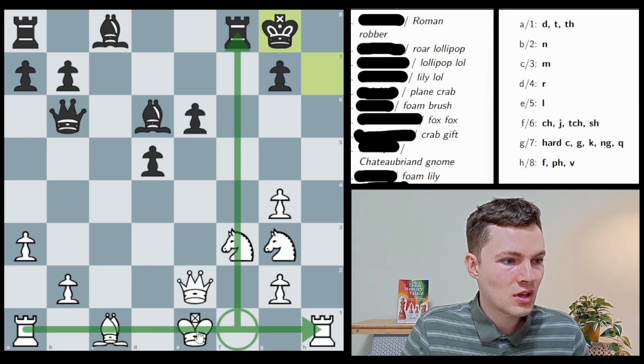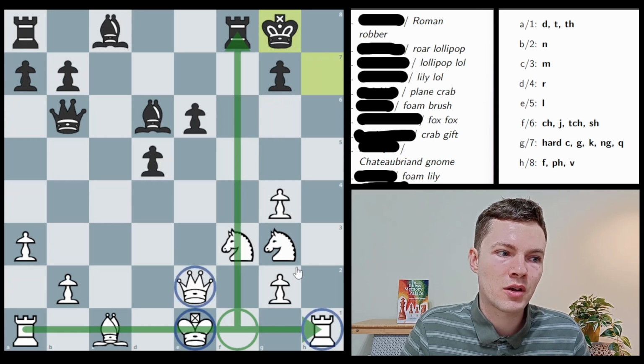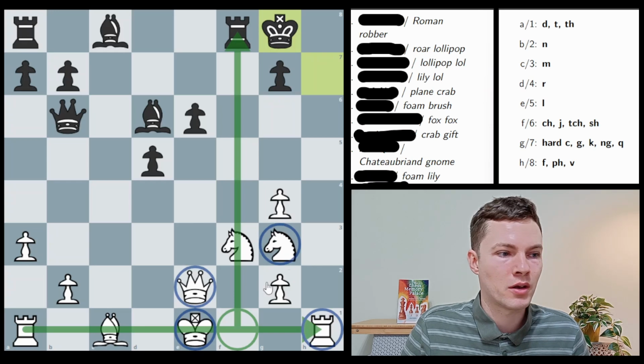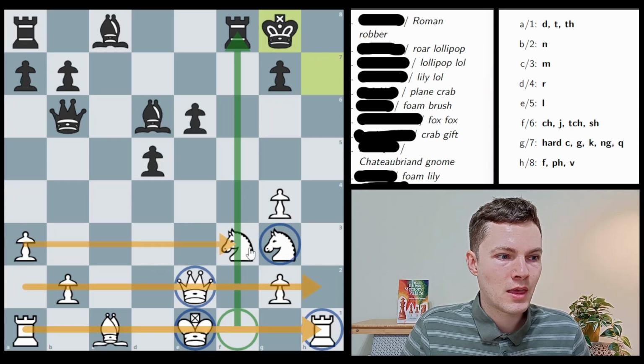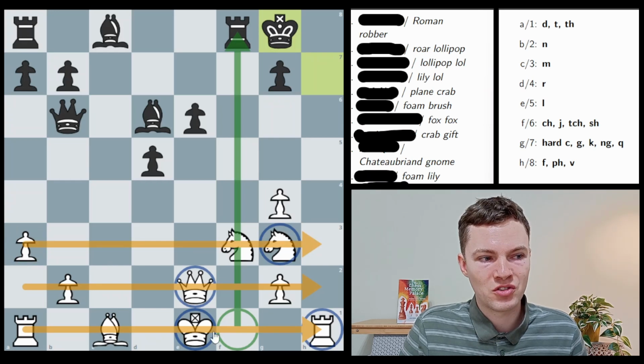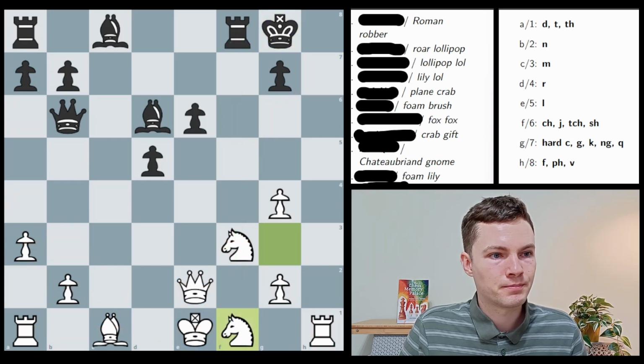What are our options? The king can go to f1, the rook can go to f1, the queen can go to f1, and the knight can go to f1. And they are in that order in terms of syllables. And as we have a 4-syllable picture word, we choose the 4th piece, which is the knight. So knight f1.